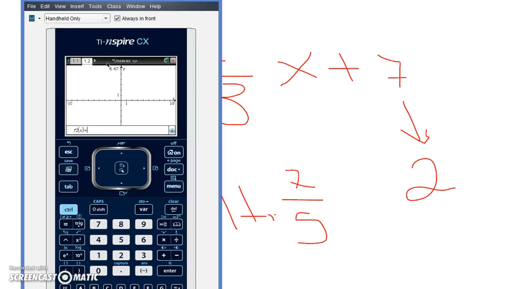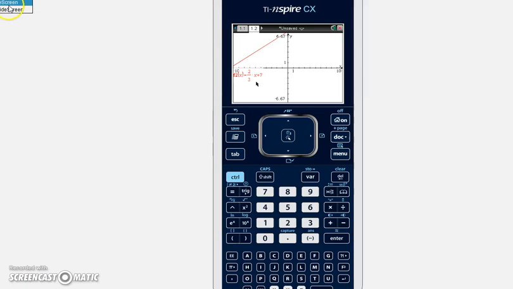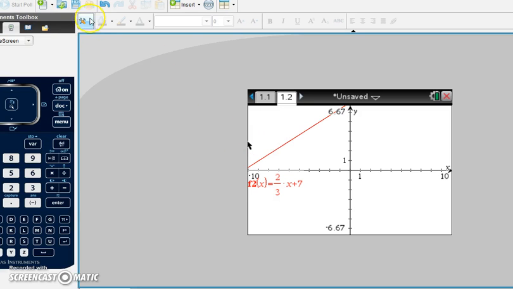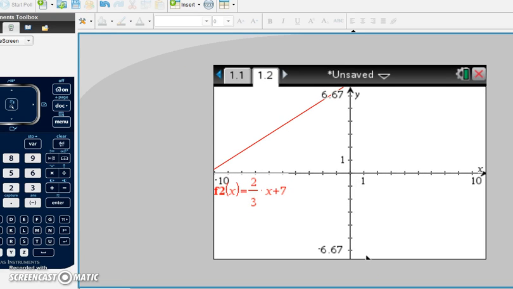Remember, I put my original equation. So I'm going to put control division, and it's 2/3 of x plus 7. And that's my original equation. But then, what I want to do now, I don't want the original equation. What I want is to see what is the change.